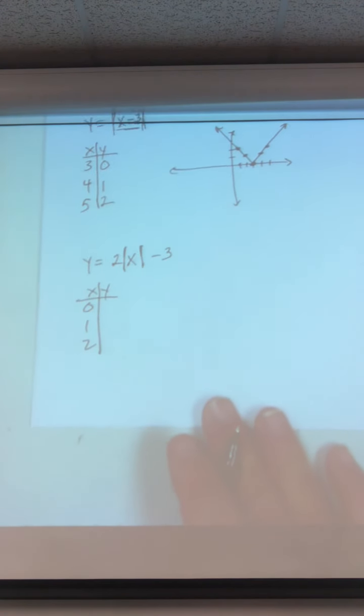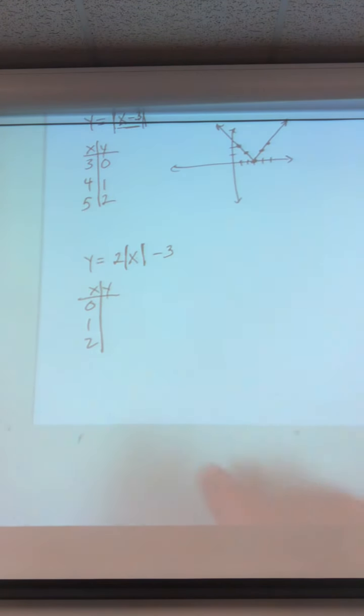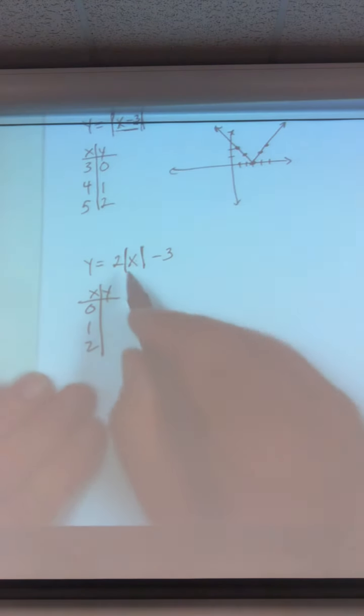Now, I don't do that with the radical function because if you go 2 past it, you can't get the square root of that number. And remember, the radical function is half of a U shape. This is a V shape. All right, let's plug in 0.